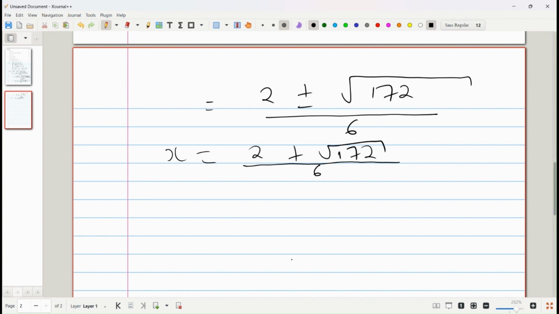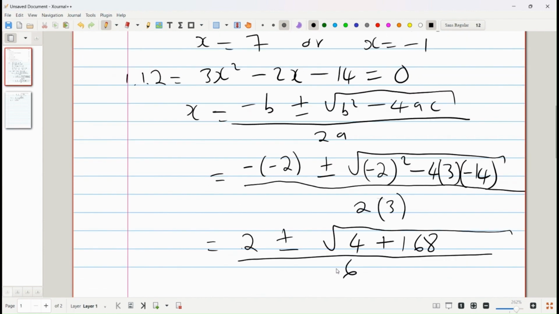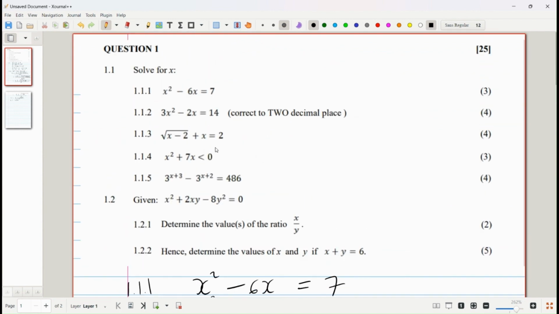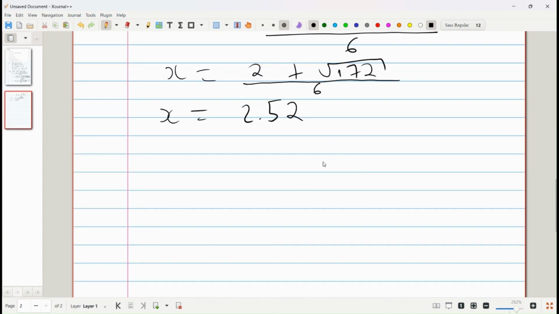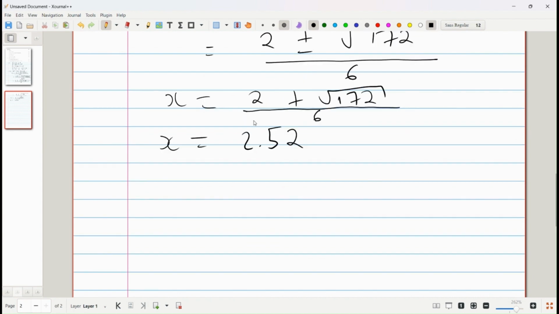So for your first value for x, you'll get 2.52 if you round it to 2 decimal places, because if you check your question, they say round to 2 decimal places. So the next one is if it's a negative.